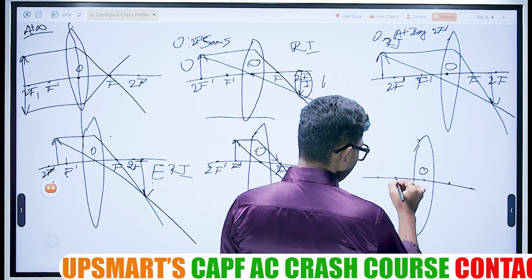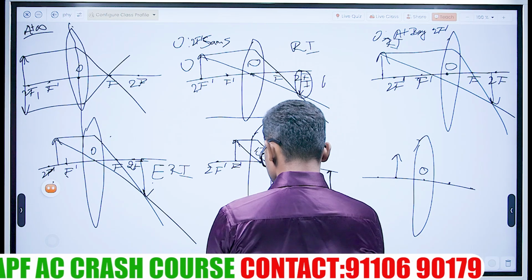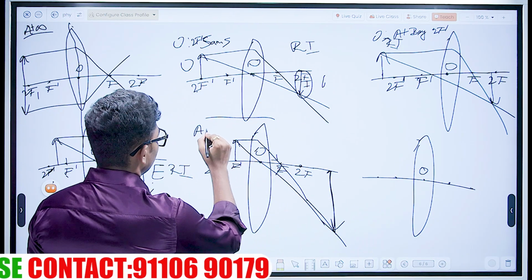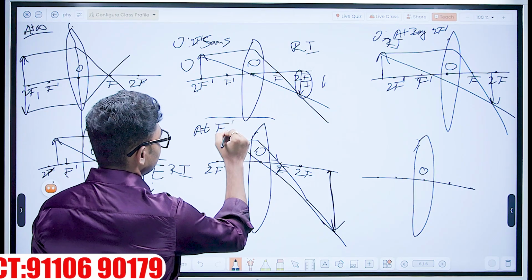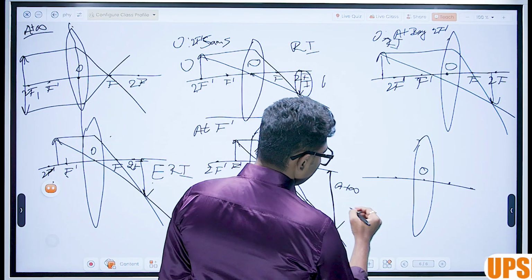Next, between at focus is over. Here, at F', the image is formed at infinity.